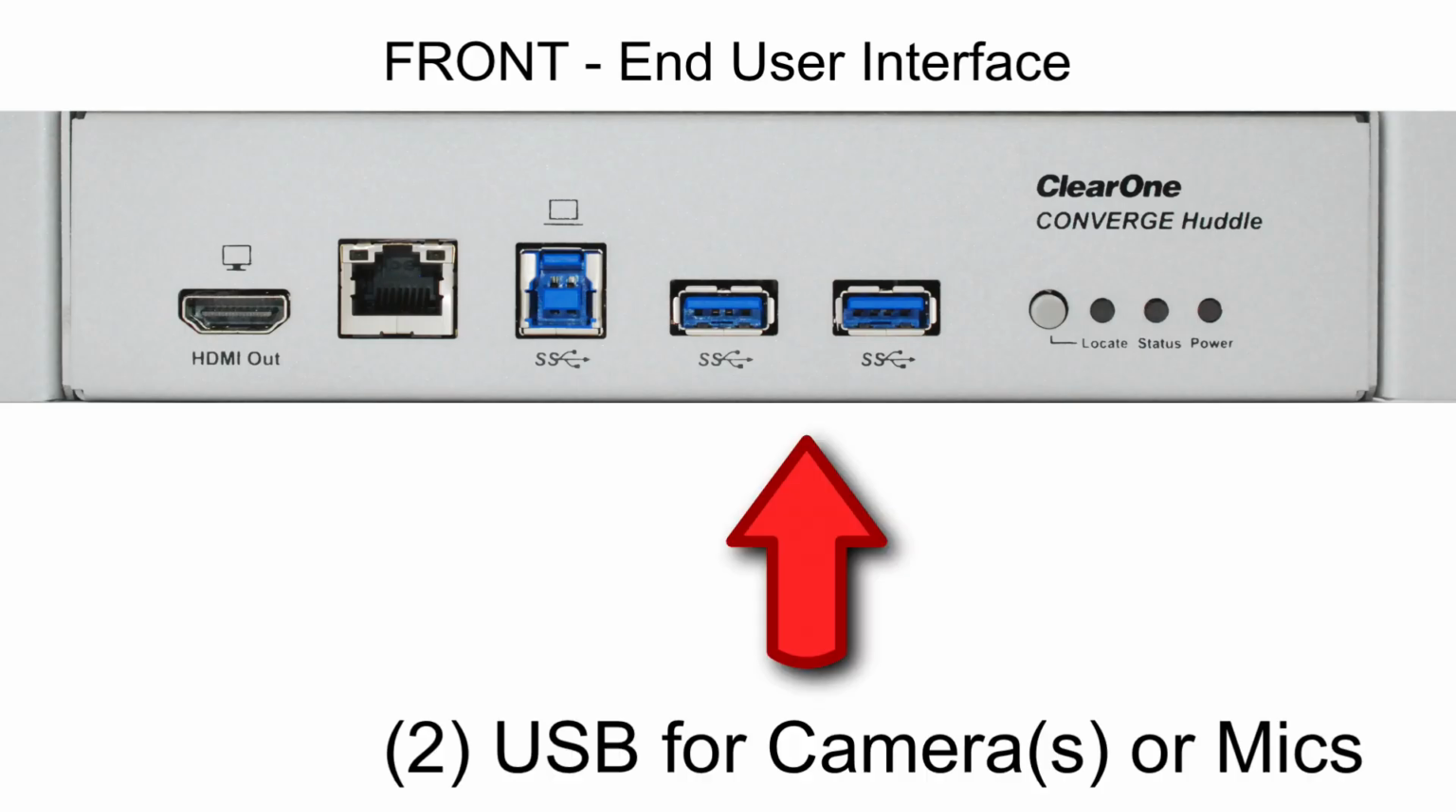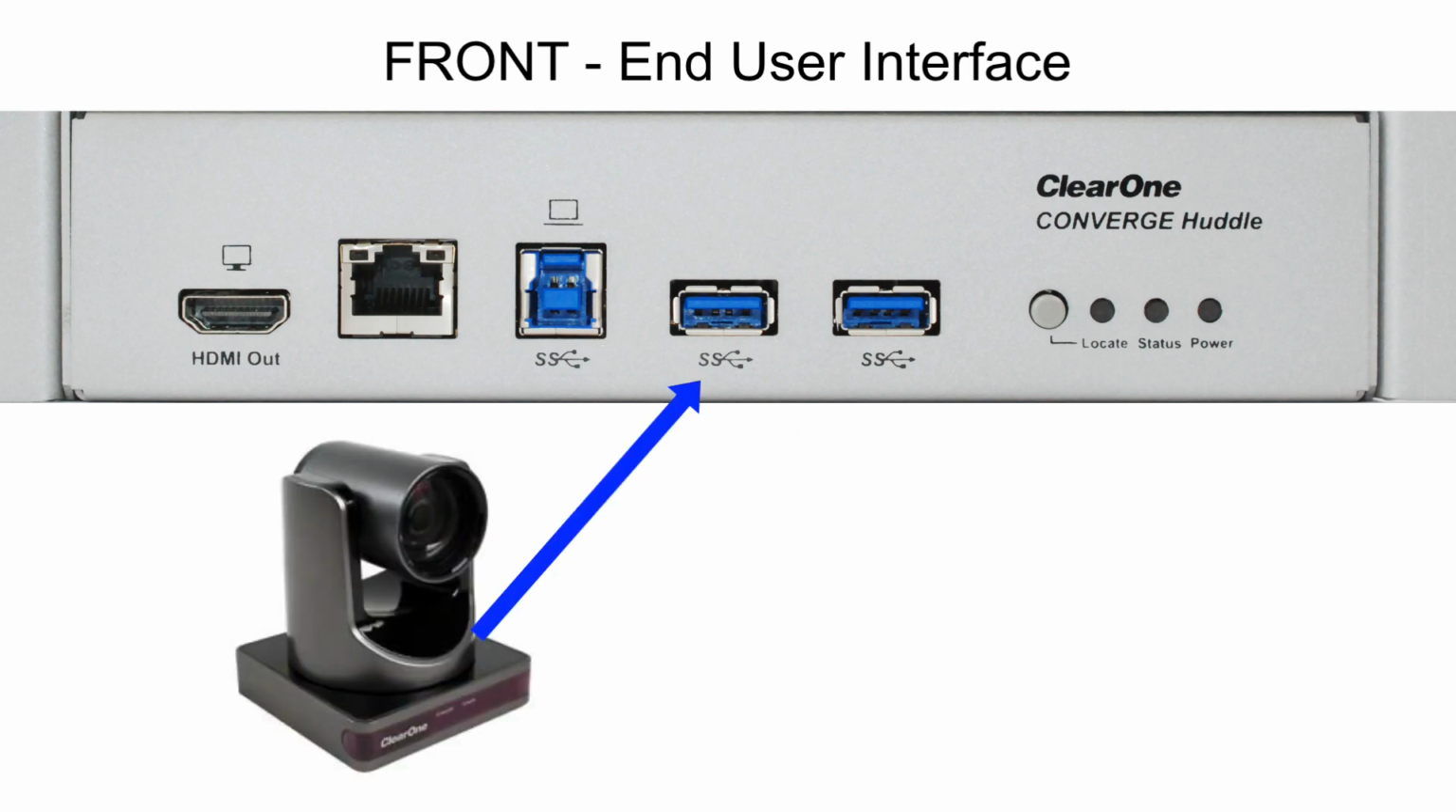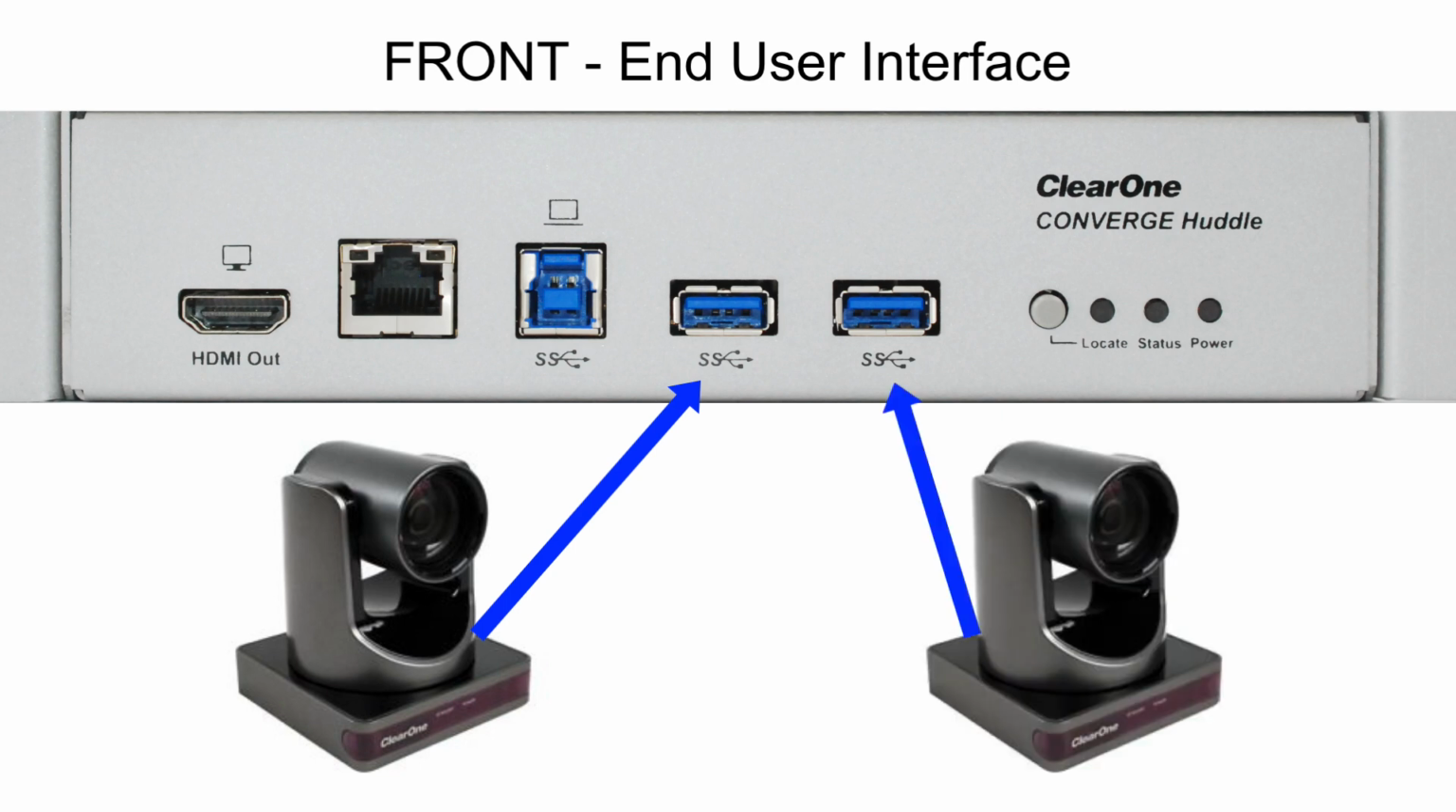There are also two other USB connections for peripherals like cameras or USB microphones. In this scenario I will connect to a ClearOne Unite 150 camera. But if needed, you could actually connect two cameras. The Converge Huddle is flexible enough for almost any scenario that you can think of.